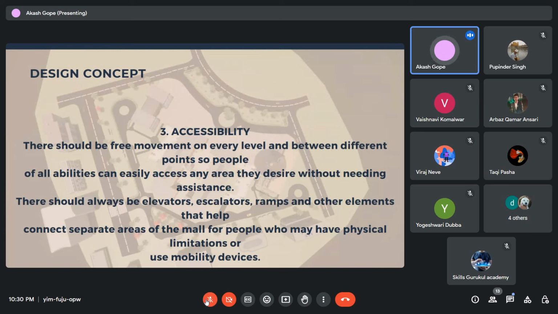Third is accessibility. There should be free movement on every level and between points so people of all abilities can easily access any area they desire without needing assistance. There should always be an elevator, escalator, ramp, and other elements that help connect separate areas for people who may have physical limits or use mobility devices.